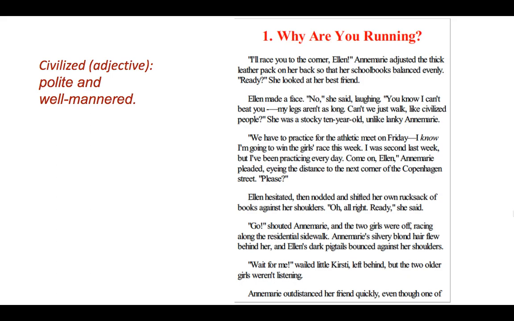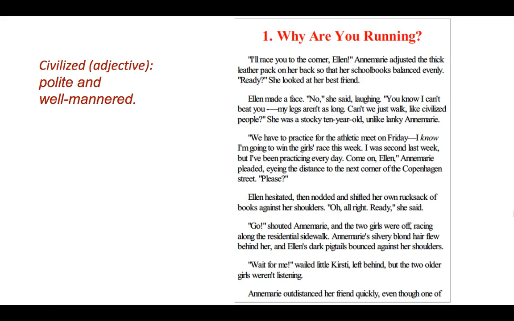"Can't we just walk like civilized people?" She was a stocky 10-year-old, unlike lanky Anne Marie. "We have to practice for the athletic meet on Friday. I know I'm going to win the girls' race this week. I was second last week, but I've been practicing every day. Come on, Ellen," Anne Marie pleaded, eyeing the distance to the next corner of the Copenhagen street. "Please." Ellen hesitated, then nodded and shifted her own rucksack of books against her shoulders. "Oh, all right. Ready," she said.